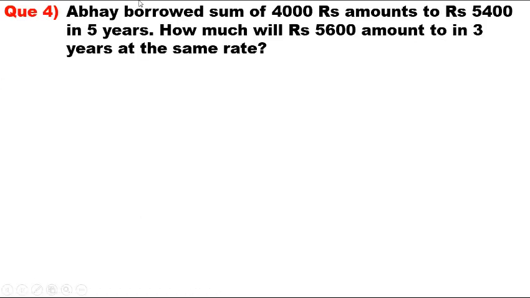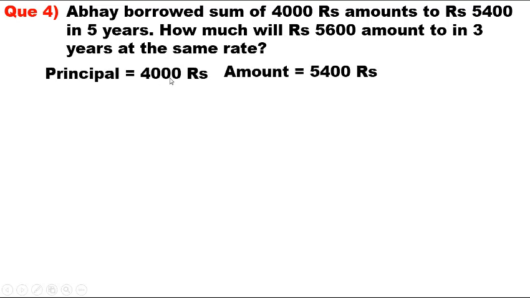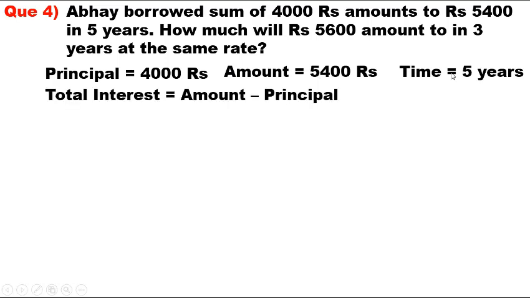Question 4th. Abhay borrowed a sum of 4000 rupees that amounts to rupees 5400 in 5 years. How much will rupees 5600 amount to in 3 years at the same rate? Principal is equal to 4000 rupees, amount is equal to 5400 rupees, time is equal to 5 years. Total interest is equal to amount minus principal. Therefore 5400 minus 4000 is equal to 1400 rupees.